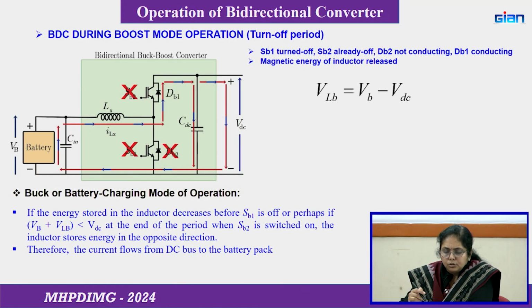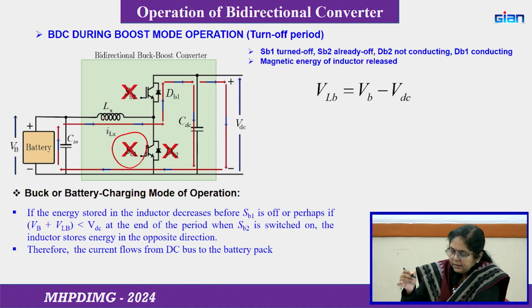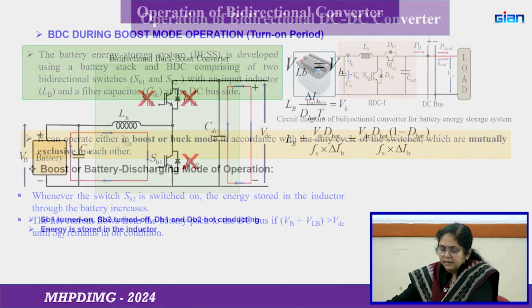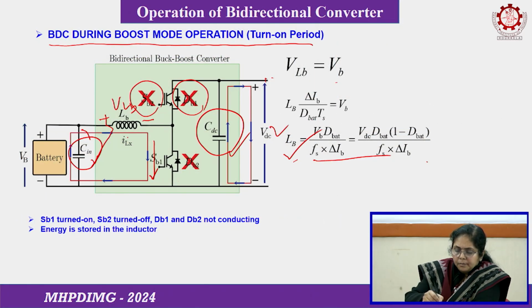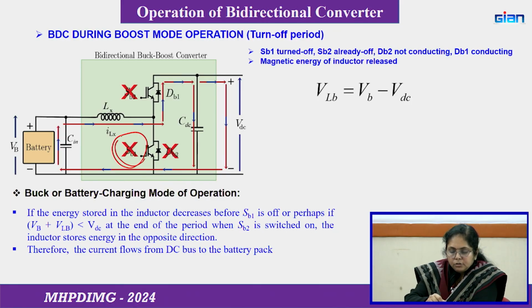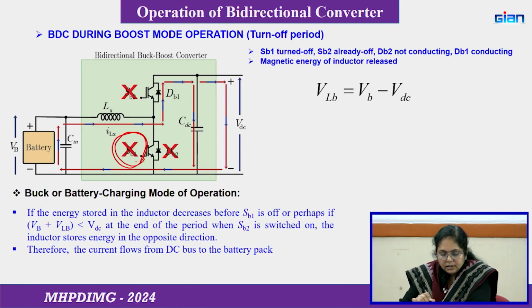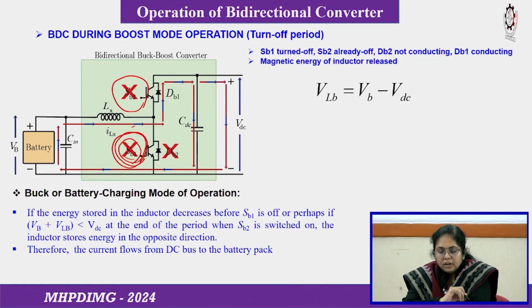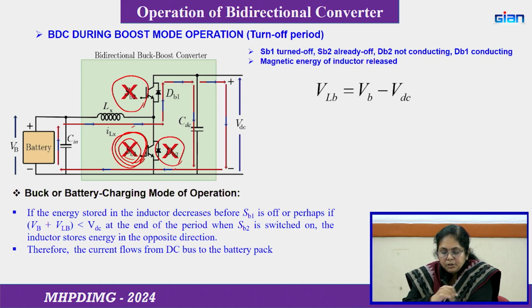in the next slide I have tried to show the boost mode of operation, meaning battery discharging, but with SB1 turned off. Here, in the previous case, the switch was on. Now after you turn off the switch SB1, SB1 is off and you have not given a pulse to SB2. And DB2 is also not conducting.